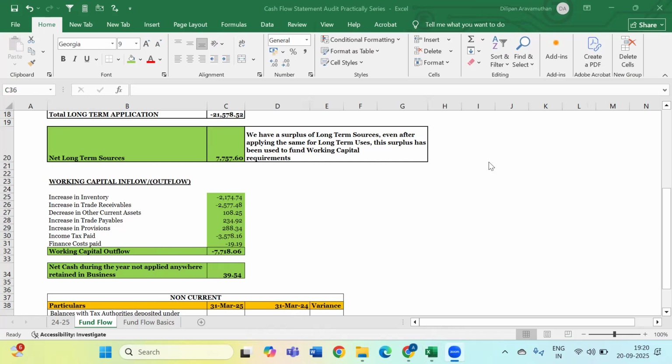So let's discuss a reverse case here. Let's say my long-term application was more than my long-term sources, and let's say I had a working capital net inflow. So if I had a working capital net inflow and a long-term deficit, in that scenario I would be applying my short-term sources for the purpose of long-term assets. But would that be good, guys? No, guys, that would not be good, when I'm applying my short-term sources for my long-term application, because it would lead to a scenario where I'm not able to pay back my short-term fund providers, right? That is what we had discussed earlier.